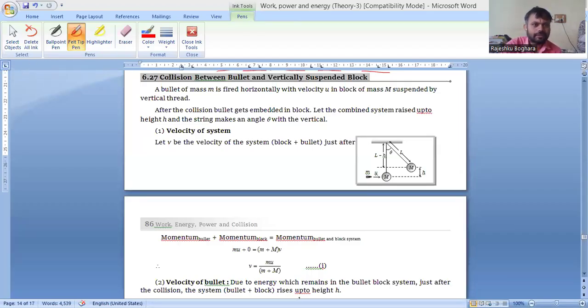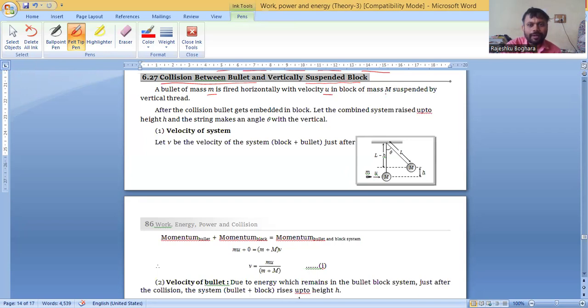Now start the collision between a bullet and a vertically suspended block. The mass of the bullet is m, fired horizontally with velocity u. Okay, this is the mass of the bullet. Its horizontal velocity is u.